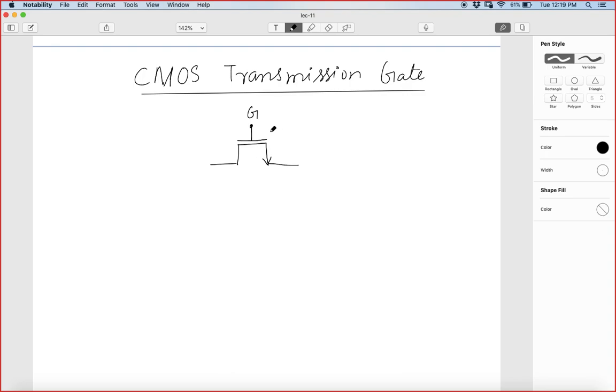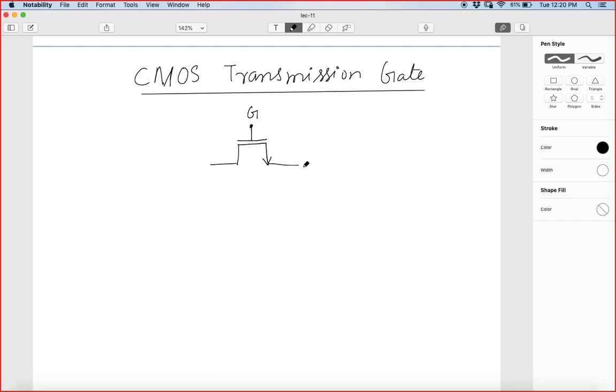So this can be used as a switch, and we'll see that we can implement different logics and different things. Switch is a very important aspect in any circuit design, whether it may be digital or analog. So this transistor can be used as a switch. That's why it's called a transmission gate, and we'll see how a combination of NMOS and PMOS leads to a very good transmission gate in today's class.